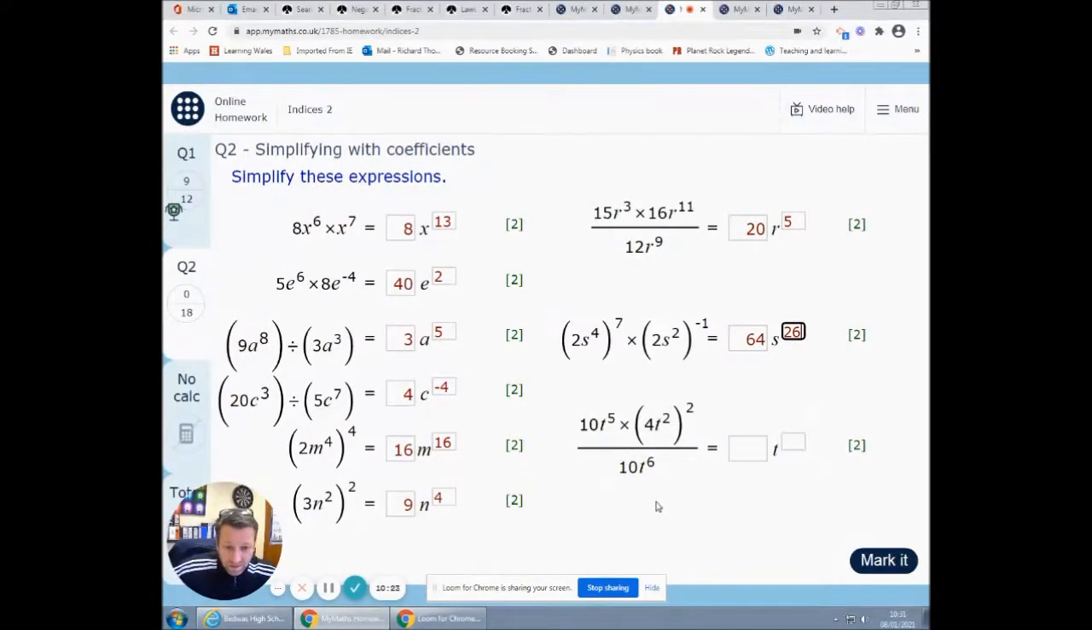Right, let's have a look at this last one. Brackets first, let's follow BIDMAS, right? So let's tackle that 4 squared. That 4 squared is 16. 10 times 16 is 160, divided by 10 again is 16. Now let's tackle the t's. T squared squared is t to the 4. T to the 5 times t to the 4 is t to the 9. Divide that by t to the 6, subtract those, 9 take away 6 is 3.